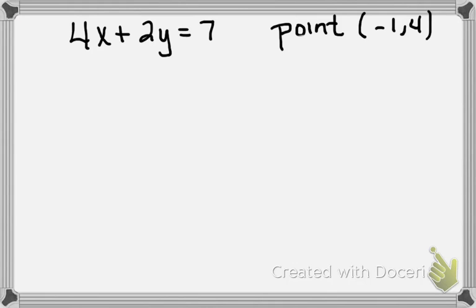The big one here is that we need to get it into slope-intercept form. This is the form I'm talking about: y equals mx plus b. So I've got to do this first. I'm going to get y by itself. This is a plus 4x, so I'm going to subtract 4x from both sides.